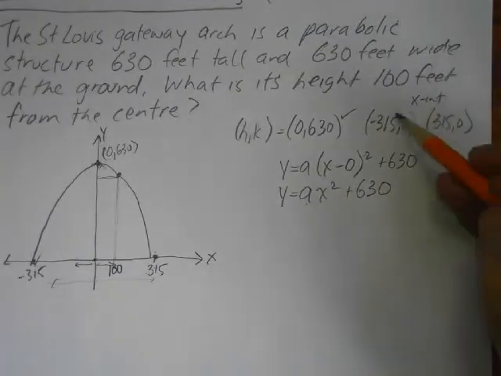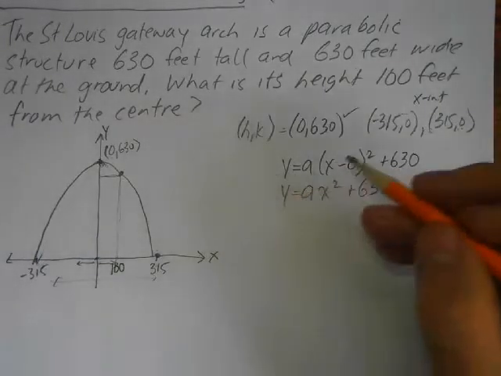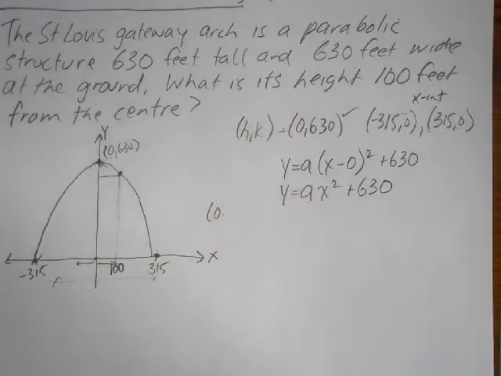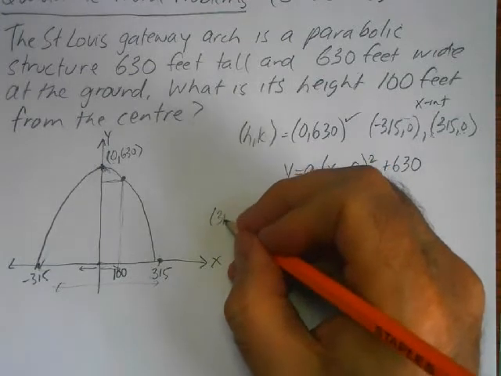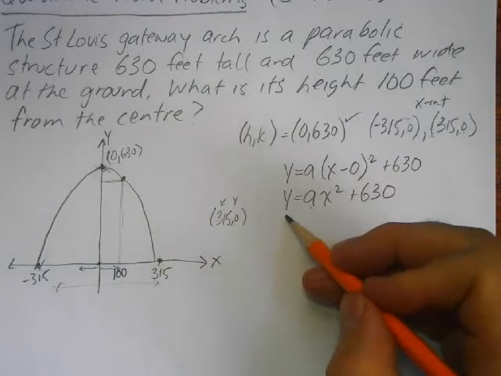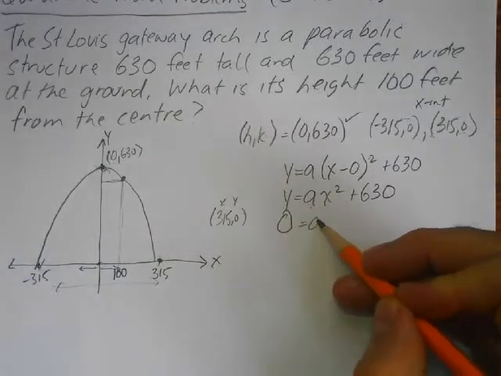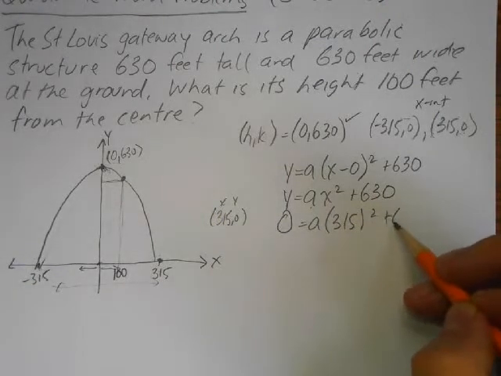Now, we still have to find the value of a, and since we've already used that point, we have to use one of these 2 points, and it doesn't matter which one. I'm going to sub in that one just because it's positive. So I'm going to sub in 315, 0. So that's my x, that's my y. So y is 0, a times 315 squared plus 630.